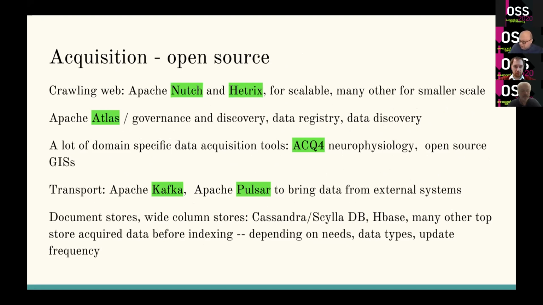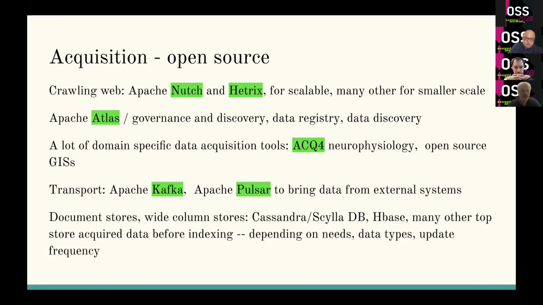Apache Atlas is more like knowing all your data sources, to be capable of discovering data and thinking, okay, I want to acquire this data into my system. For domain-specific data acquisition, if you go really low and want to get data for some particular domain, there is a lot of big open source support for that.